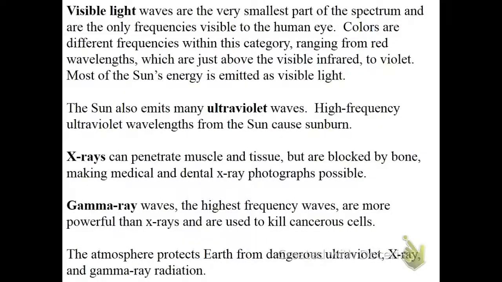Visible light waves, as I mentioned, are in the middle. They are the smallest part of the electromagnetic spectrum, but super important because they're the only ones visible to the human eye. The different colors within that category range from red to violet, and those correspond to shorter or longer wavelengths. Most of the sun's energy is emitted as visible light. The sun also emits ultraviolet waves. These are higher frequency, and that's what causes sunburn.